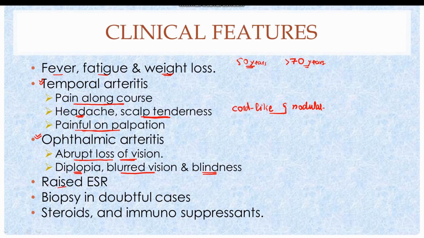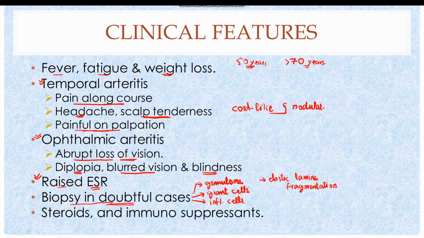The blood picture reveals raised erythrocyte sedimentation rate or ESR, and often normocytic normochromic anemia is also present. The diagnosis is established on clinical features, raised erythrocyte sedimentation rate, and a good response to steroids. In doubtful cases, biopsy of the artery is done, which indicates granulomatous inflammation, presence of giant cells, inflammatory cells, and moreover there is elastic lamina fragmentation.